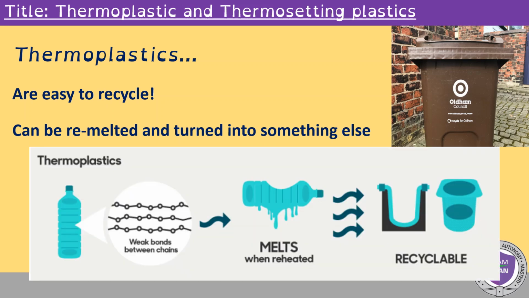This is because of the weak bonds between the chains. And as the image demonstrates here, when you heat thermoplastic up, it starts to melt. And once it's at that melting, malleable stage, you can change it into something else. So the bottle here changes into a yogurt pot. That yogurt pot can go back into a bottle, and so on.